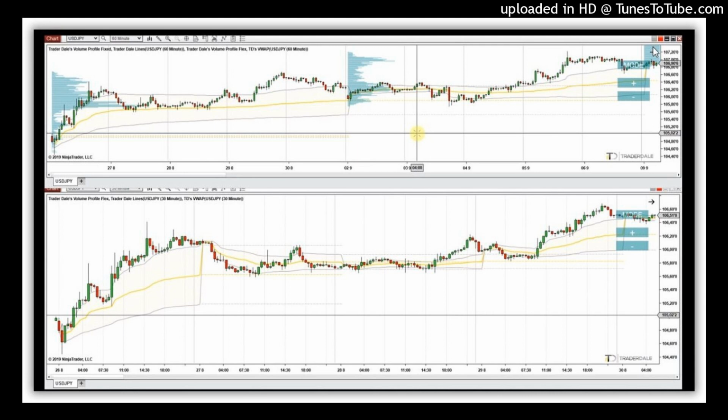Let me just quickly show you the settings of the VWAP. Weekly VWAP. There's a 1-minute period value. All the settings are default. Only the second deviation is off. So that's this chart. And the chart below is a 30-minute chart, also US dollar Japanese yen.